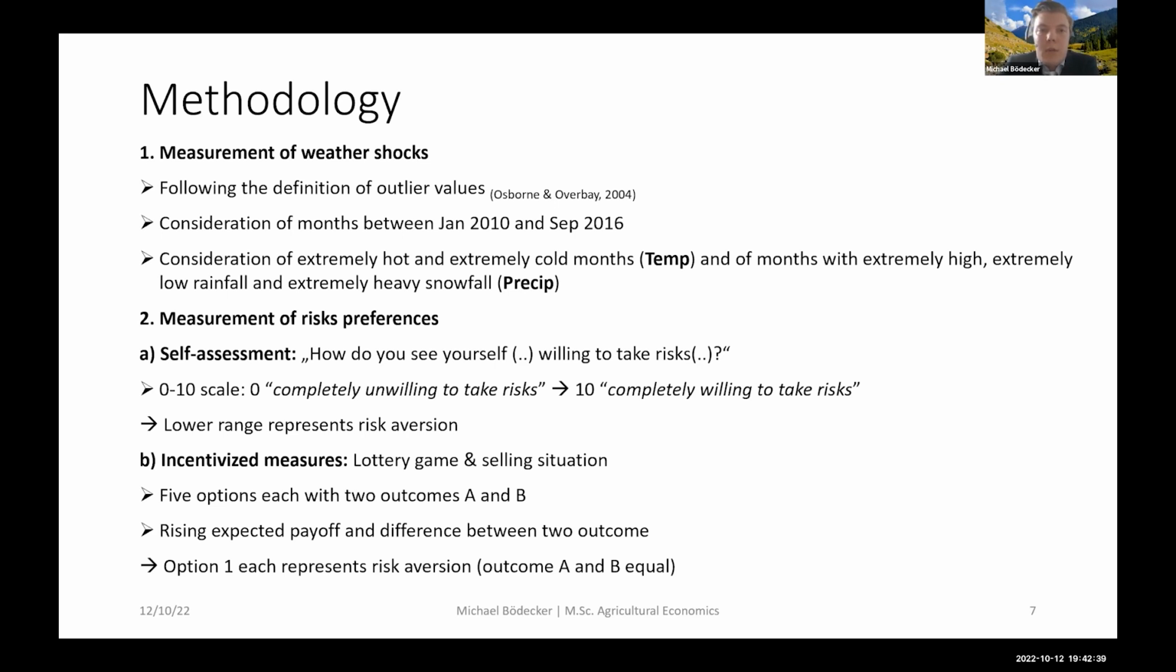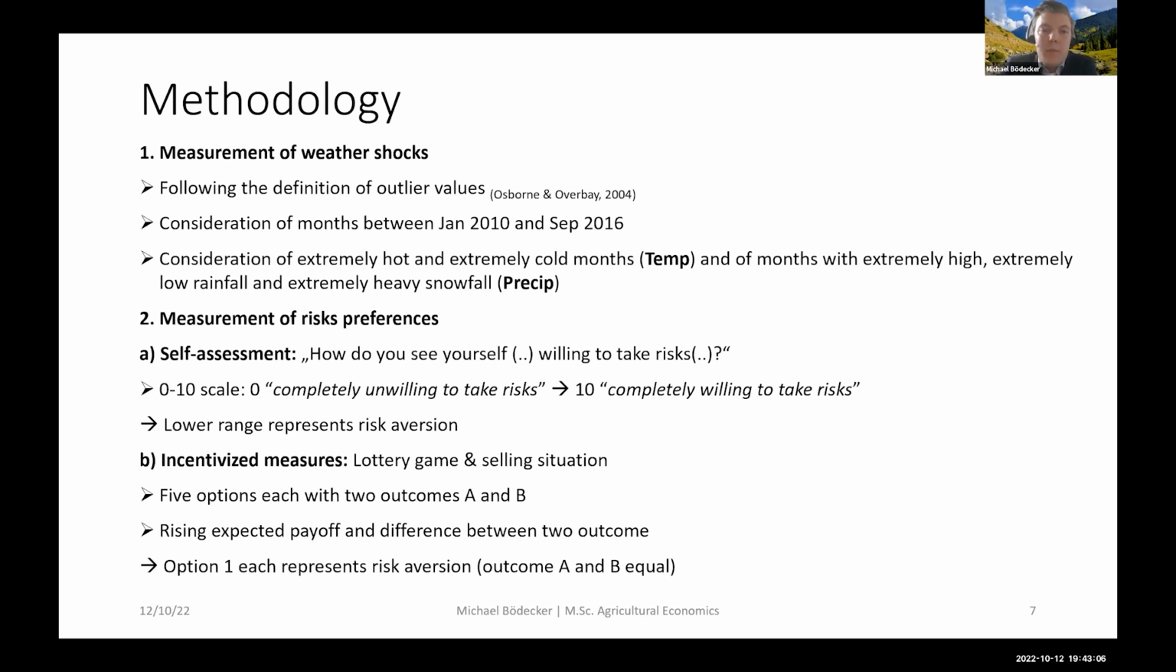And regarding the measurement of risk preferences, I took a self-assessment approach once. So how do you see yourself as an individual willing to take risks? The lower range on the scale from 0 to 5 represents risk aversion. And for the incentivized measures, I calculated option 1, which represents risk aversion, where outcome A and B are equal.